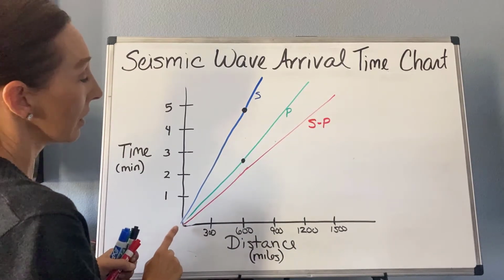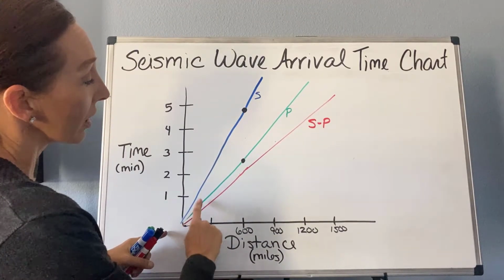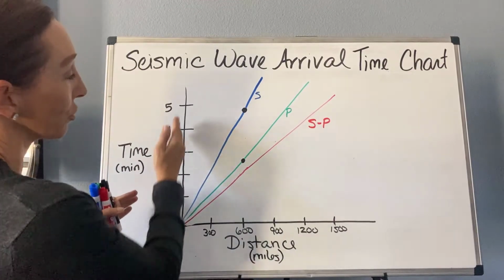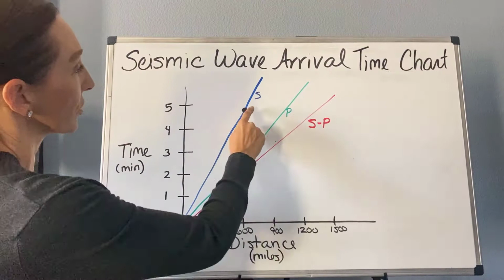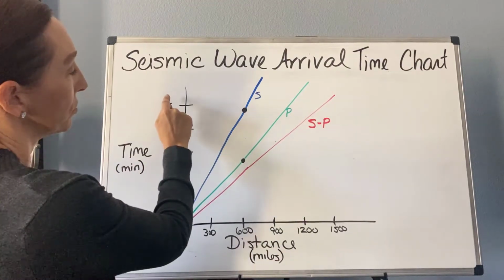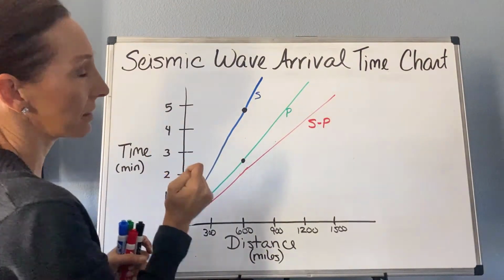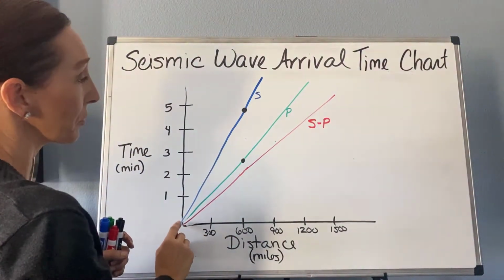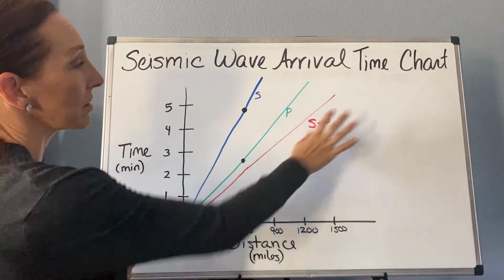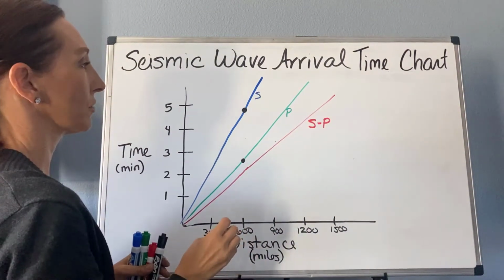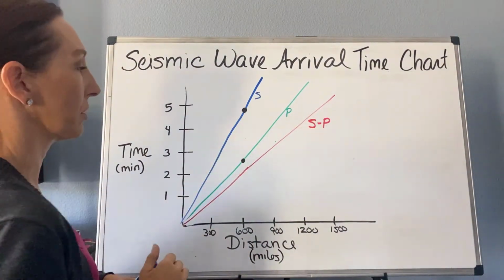So it plots how far the S wave travels as a function of time. So it travels further as you increase the amount of time that's passed since the earthquake started. Same thing with the P wave. The P wave is tracked here. And then let's not worry about the S minus P curve for right now. So just pretend like the blue and the green ones are there.